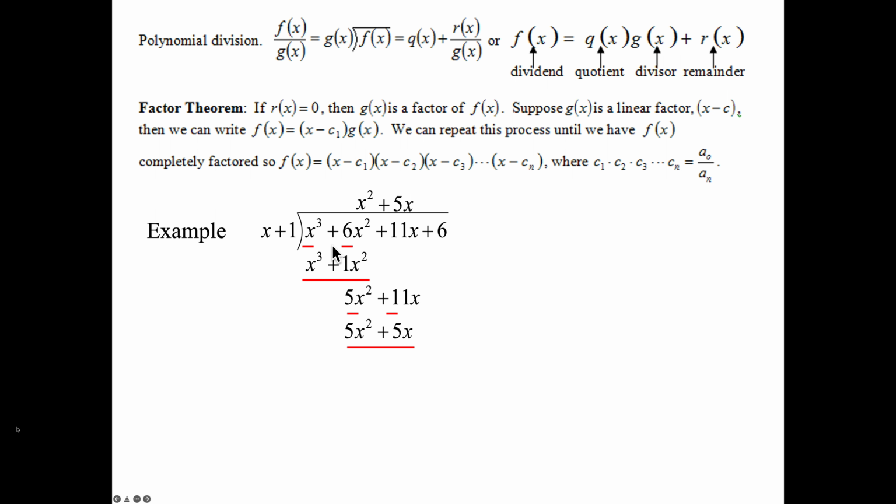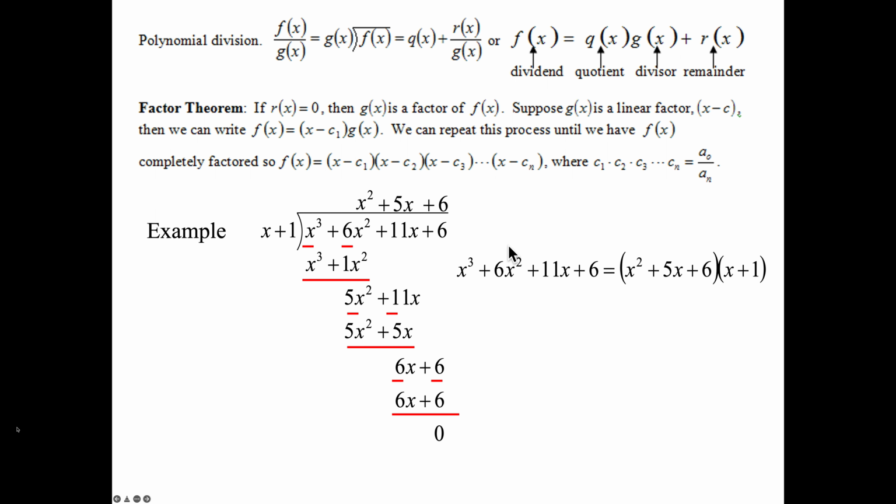Again, subtract both terms. Leading term cancels. 11x minus 5x is 6x. Bring down the plus 6. 6x is the new leading term. Divide by x. That's a positive 6. 6 multiplied to x plus 1 is 6x plus 6. You subtract, you get a 0. Now we have this polynomial is equivalent to our quotient, x squared plus 5x plus 6, multiplied by x plus 1.